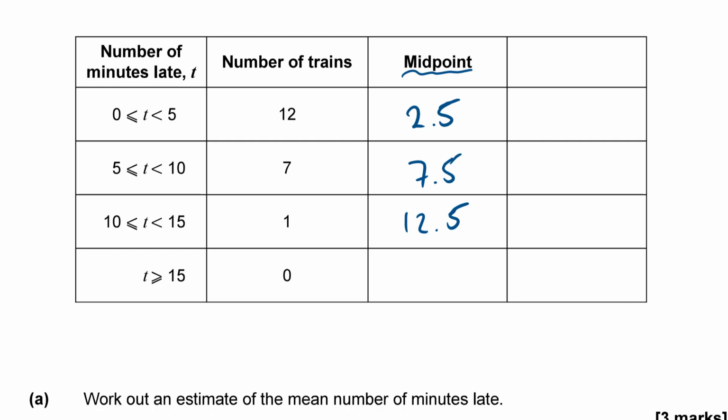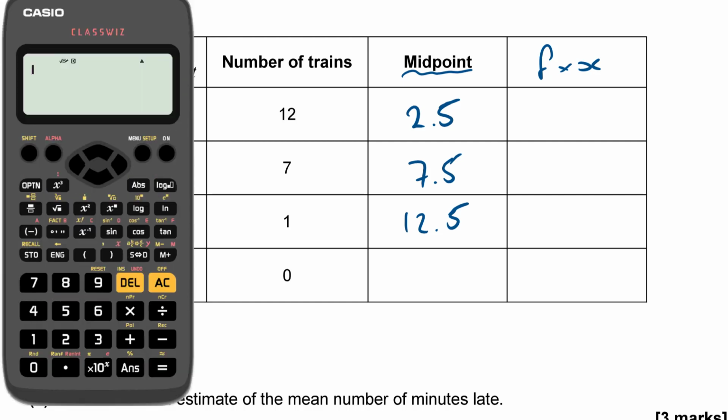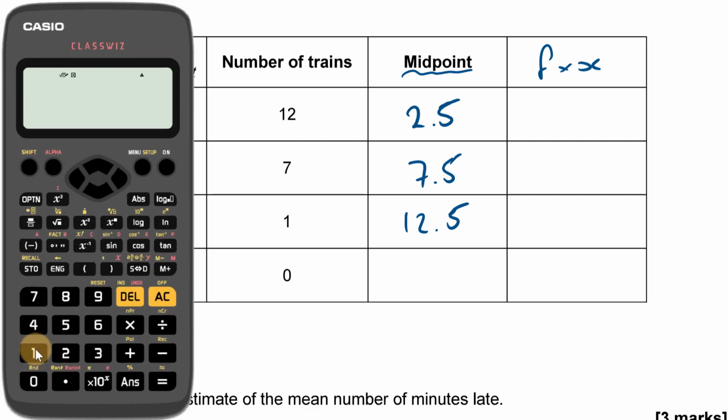Okay, and then to find an estimate of the mean, we need to multiply our f values, our frequency, times our x value, whatever the values are that we've got. Okay, so we're going to use the midpoint as our estimate. So 12 times 2.5 basically. So, reaching for a calculator.